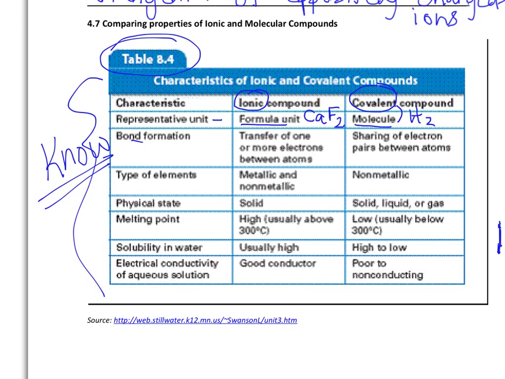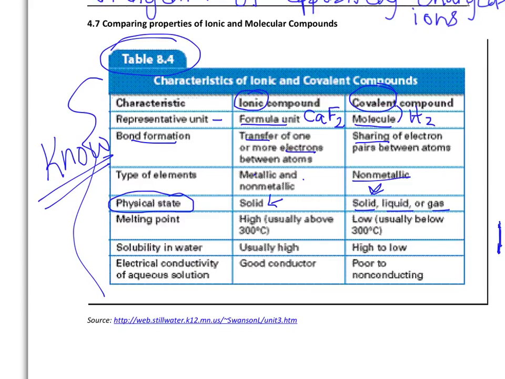Bond formation. Okay, you should know this. Ionic is the transfer of 1 or more electrons, whereas covalent is sharing. Type of elements, of course, you're going to have metallic and non-metallic coming together, whereas covalent is going to be non-metallic. Physical state. This is one you may not have thought about, but we have talked about it some and we've explored it. Ionic compounds are almost always going to be a solid, whereas covalent compounds, like sugar, gases in the air that we breathe, lots of the carbohydrates and all the things that make up our bodies, can be found in solid, liquids, or gases. There's a lot more variety there.